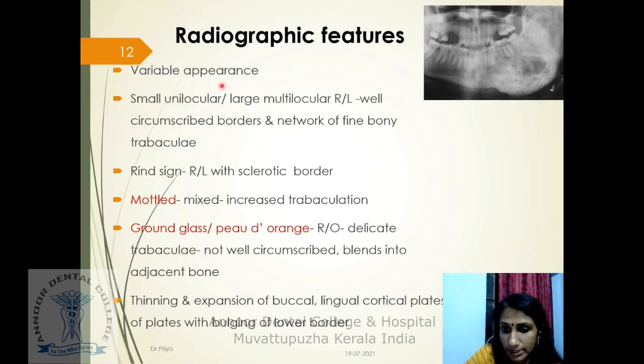So it's a variable appearance. You can have radiolucencies, you can have a mottled appearance, or you can have a ground glass appearance. So three appearances. And you can see a rind sign if it is a properly radiolucent area. You will see a radiolucent area with a sclerotic border, which we call a rind sign.